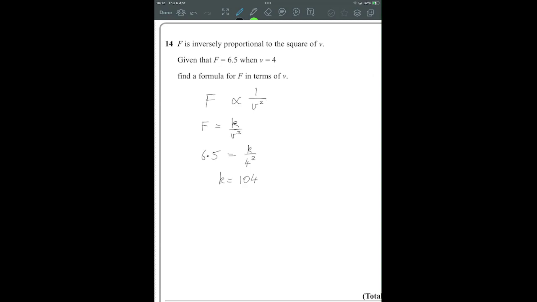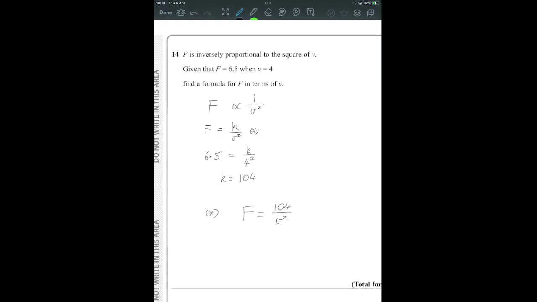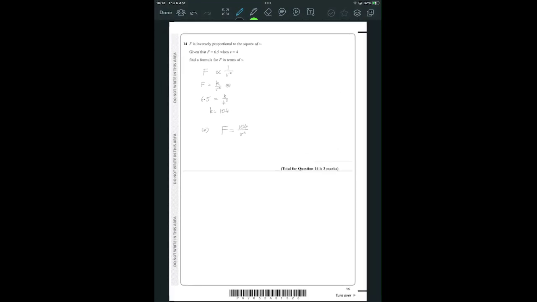The question wanted a formula for F in terms of V. So that has to be an F equals, and the only other letter I'm allowed to use is V. So I need to replace that K. I'm looking at this line up here. I'm going to replace that K with what we've just worked out to be, put the V squared on the bottom. Make sure it is F and V. I see a lot of people putting the 6.5 and the 4 in those slots. That's not a formula. That's just a calculation at that point. But there's our answer.